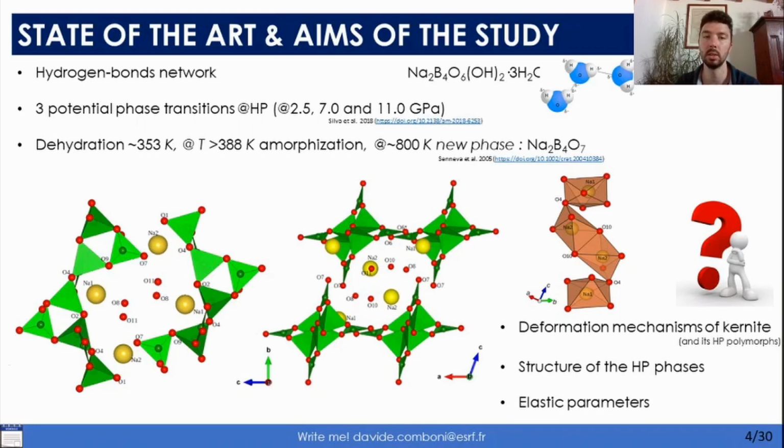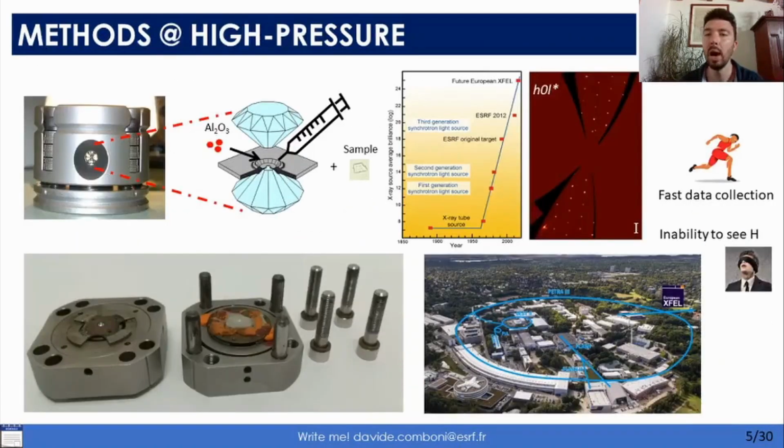Therefore, we decided to make a single crystal X-ray experiment. So how do we create high pressure and study a material at high pressure? Well, a very common device is the diamond anvil cell. Basically, there are two diamonds, and between them there is a metal foil, a gasket with a little hole in the middle, and this creates a pressure chamber, a micrometric pressure chamber.